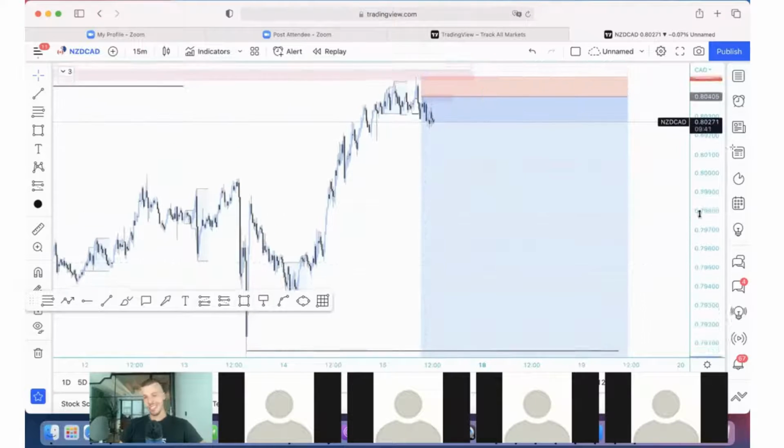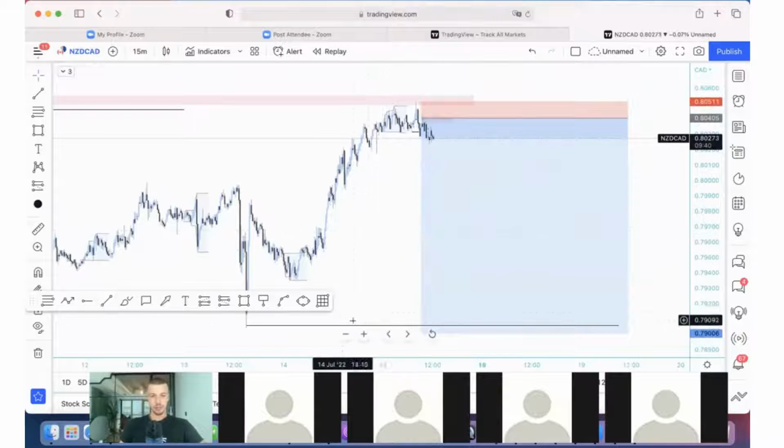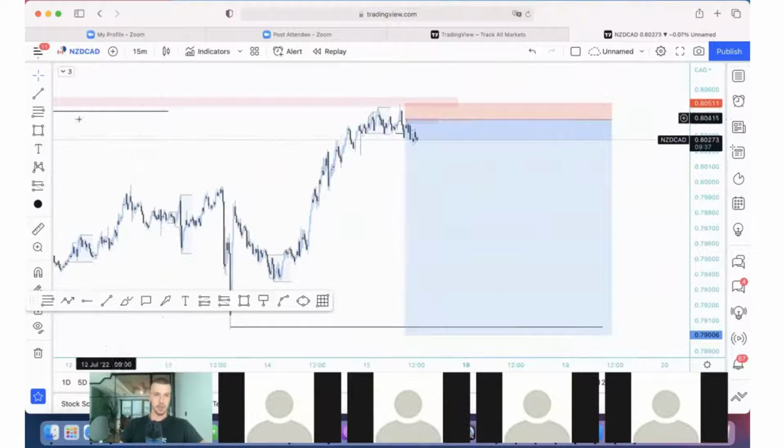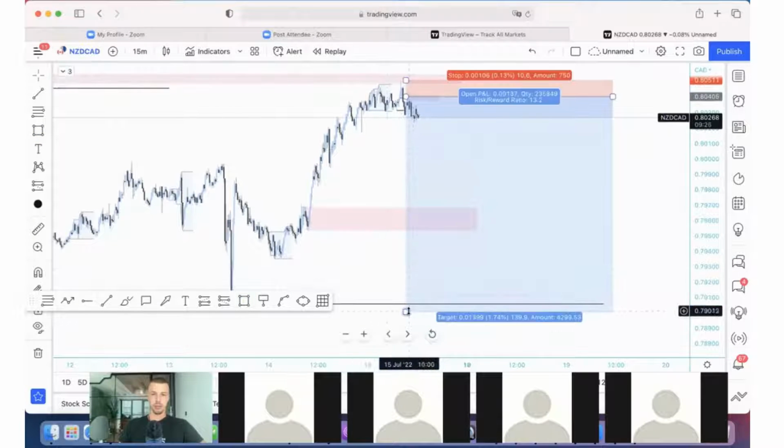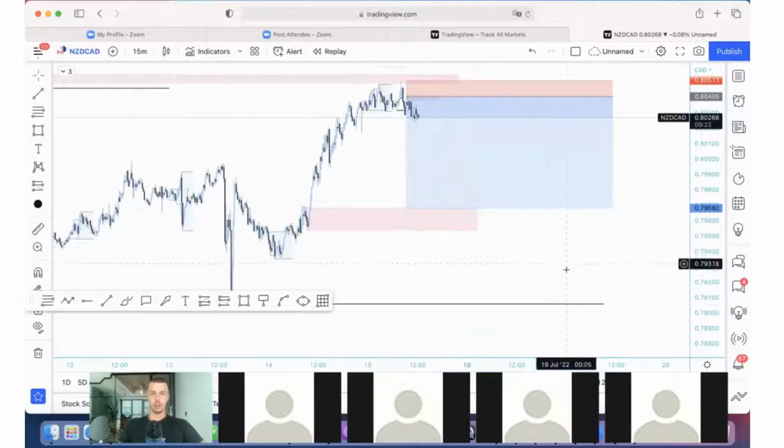However, I don't believe this will happen today because it's Friday, and this move happened over almost 3 days. It's hard that it happens in only 1 day. I'm targeting this order block right here.